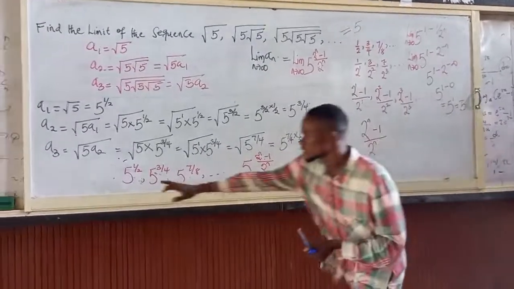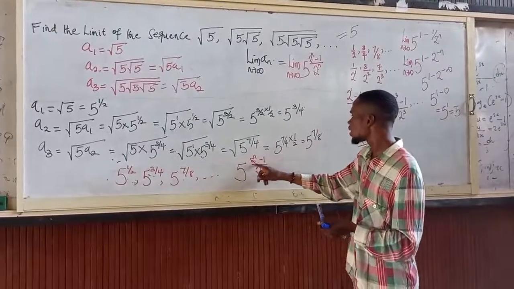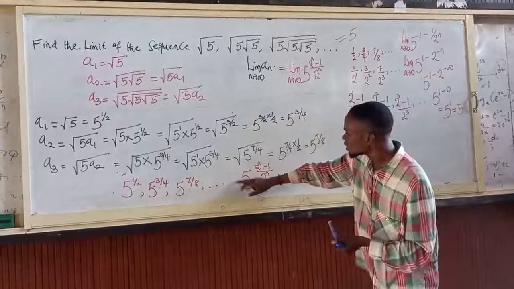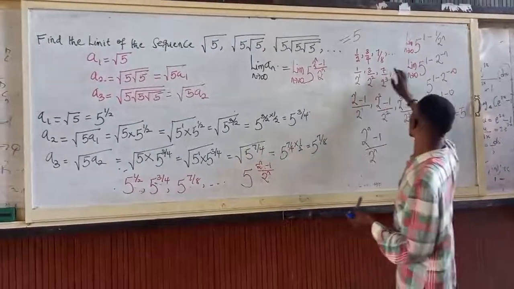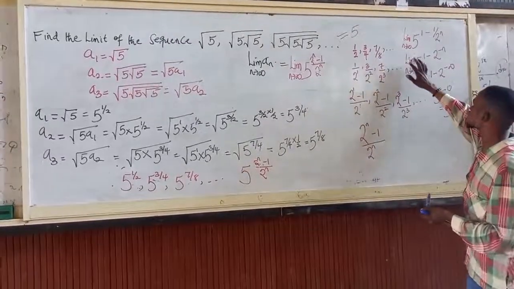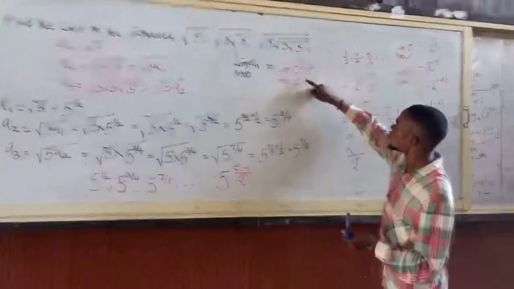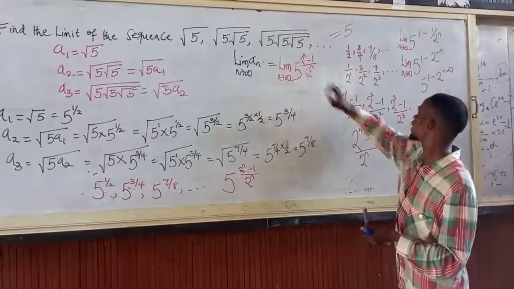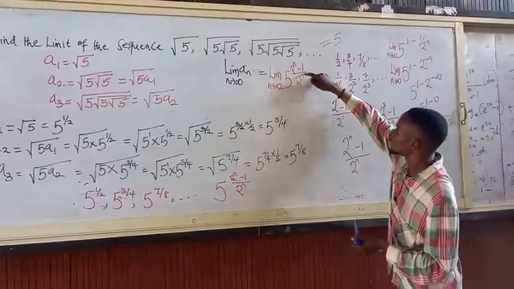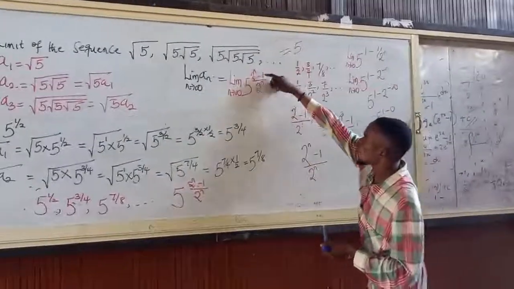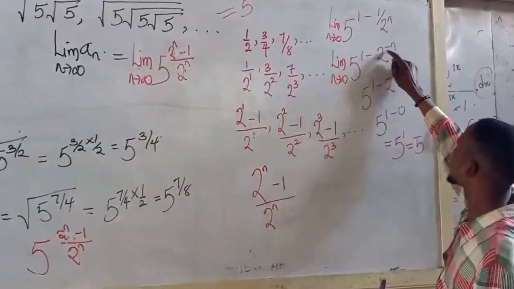Now the 5 is constant. That means the nth term will be 5 raised to the power (2 raised to the power n minus 1) over 2 raised to the power n. Now I need to take the limit of this, the limiting value of this nth term, taking n as infinity: the limit of 5 raised to the power (2^n minus 1) over 2^n when n tends to infinity, which can be written as 2^n over 2^n, which is 1, minus 1 over 2 raised to the power n, which is 1 minus 2 raised to the power minus n.